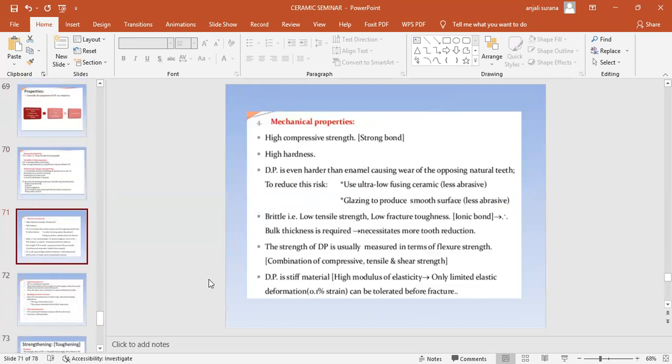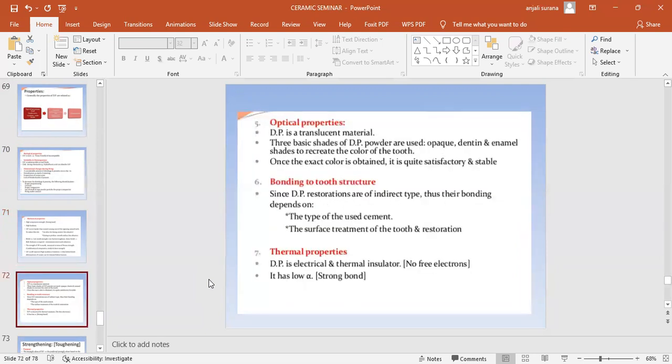Mechanical properties: high compressive strength, high hardness. It is even harder than enamel, causing wear of opposing natural teeth. Brittle, that is low tensile strength, low fracture toughness, so bulk thickness is required. It necessitates more tooth reduction. The strength is usually measured in terms of flexural strength, a combination of compressive, tensile, and shear strength. It is a stiff material, with high modulus of elasticity, so limited elastic deformation can be tolerated before fracture.